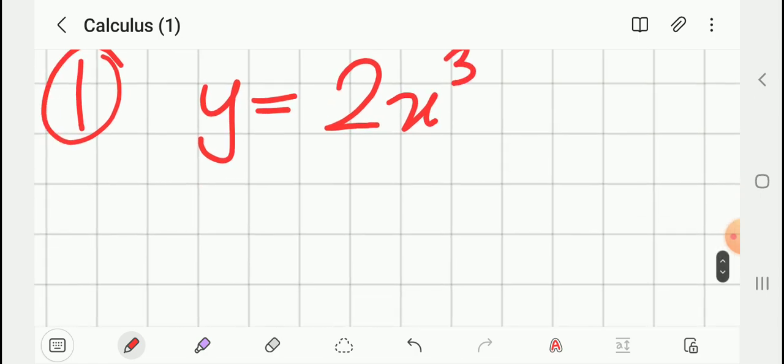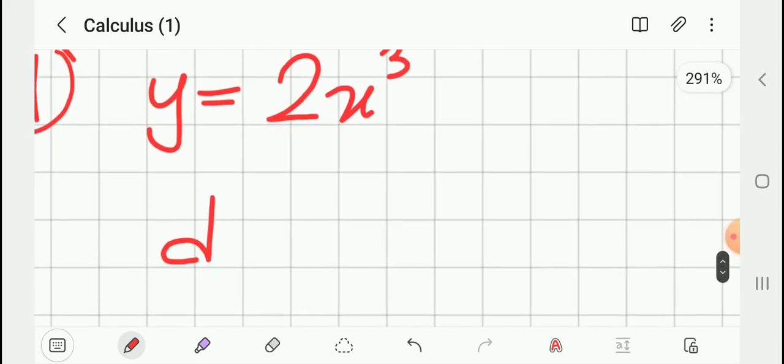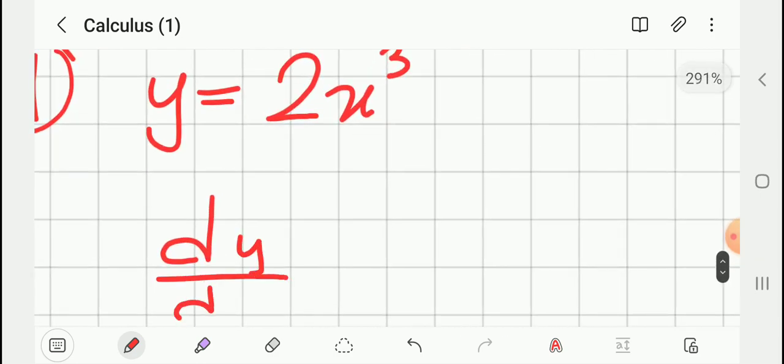Try to differentiate this with respect to x. Find the value of dy by dx. Pause the video and try to find out the answer. If you get it, it's very good. If you didn't get it, no worries, you will get used to it.